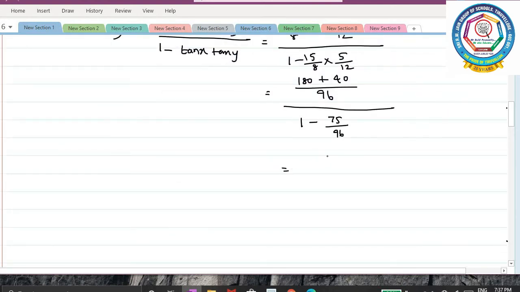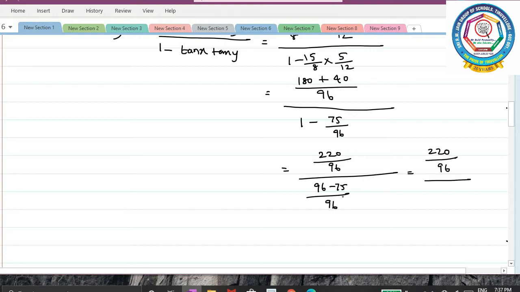So next step. That is equal to 220 by 96 by, taking the cross multiply, 96 minus 75 by 96. That is equal to 220 by 96 by, if I subtract 96 minus 75, 21 by 96. So 96 will cancel, so 220 by 21. This is tan of x plus y.